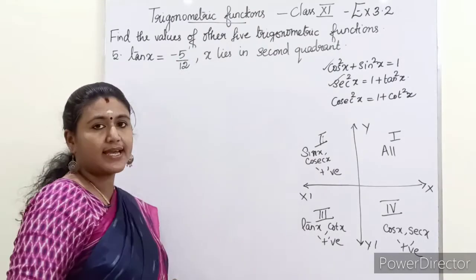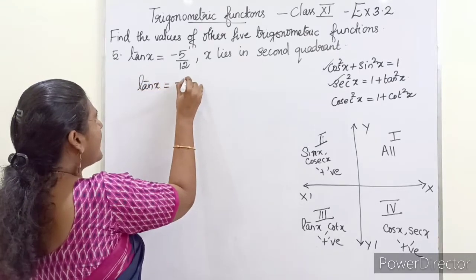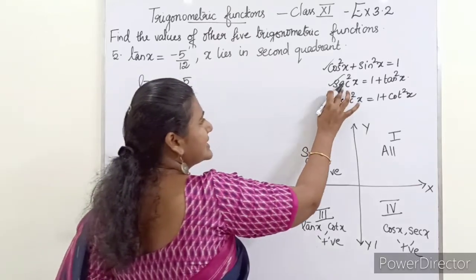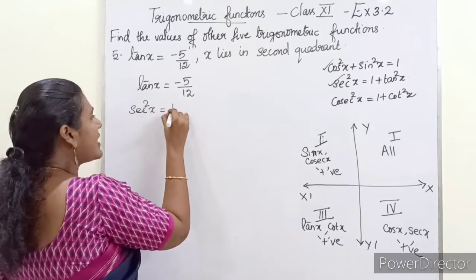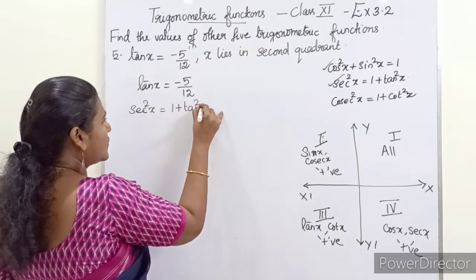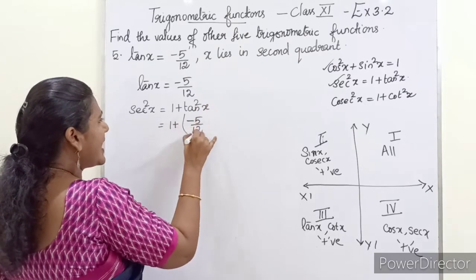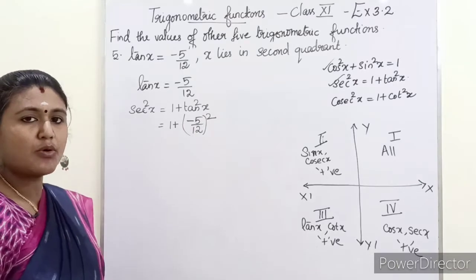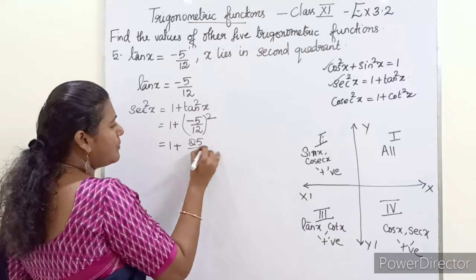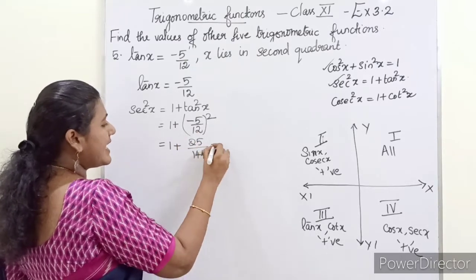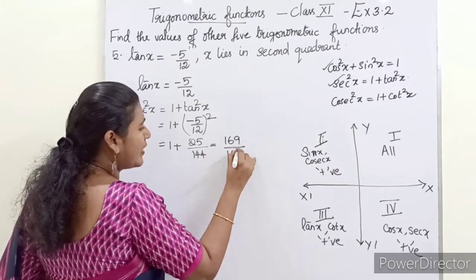x lies in the second quadrant. So here tan x is given as minus 5 by 12. So we will use the second identity and we will find out the sec square x value. Sec square x is equal to 1 plus tan square x, which is equal to 1 plus minus 5 by 12 the whole square, since tan x is minus 5 by 12. That is 1 plus 25 by 144. Now we will take LCM. So 144 plus 25, that is 169 by 144.